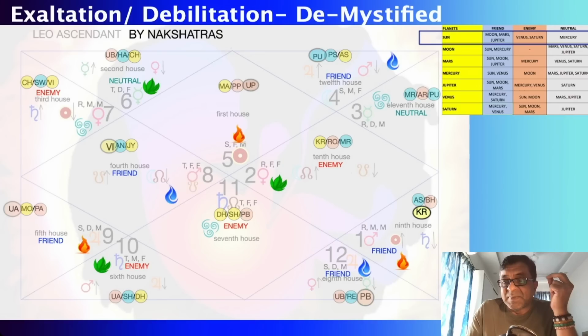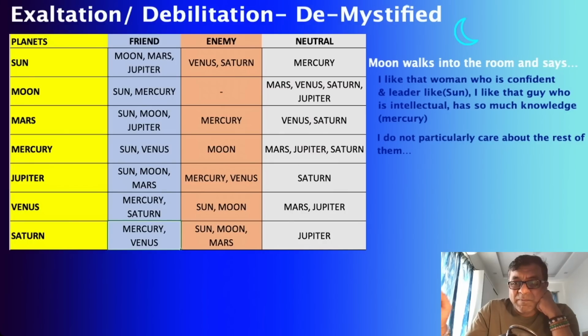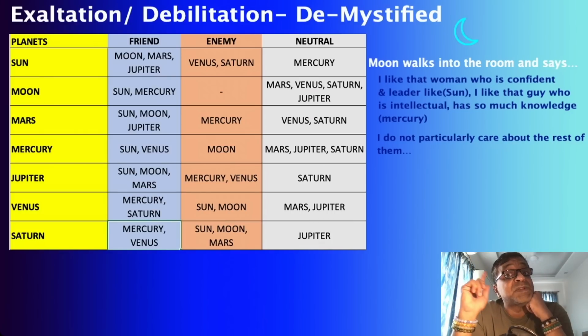Okay, let us now see which one is next. Moon. So Cancer. So now let's talk about the moon. The moon has Sun and Mercury for a friend. There's no enemies as perceived by the moon.